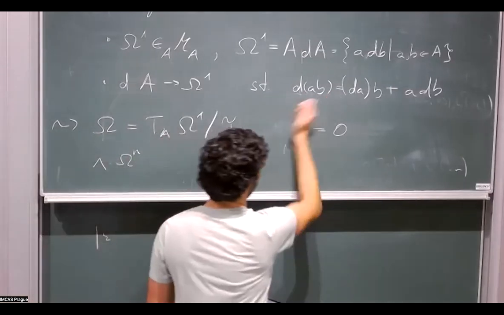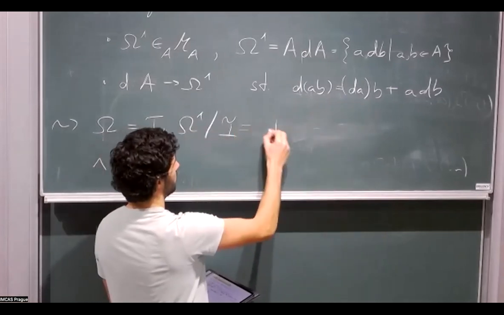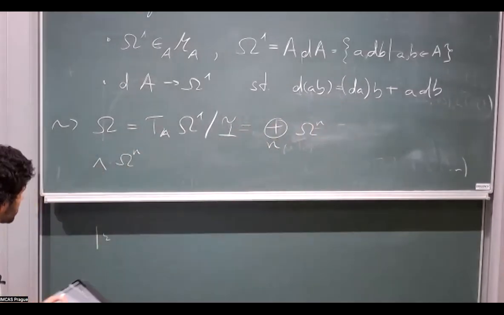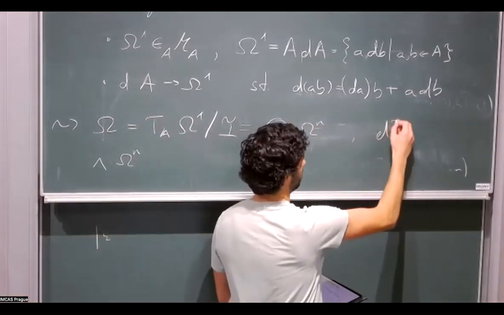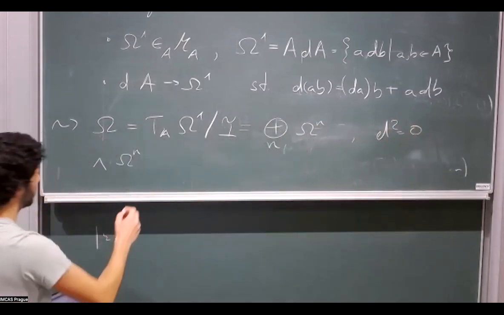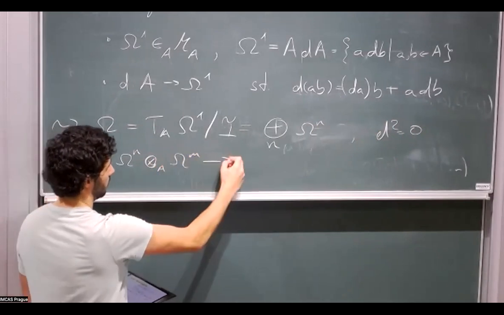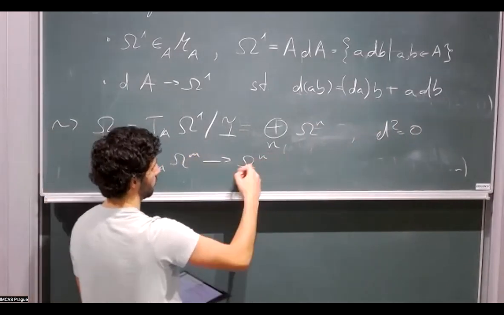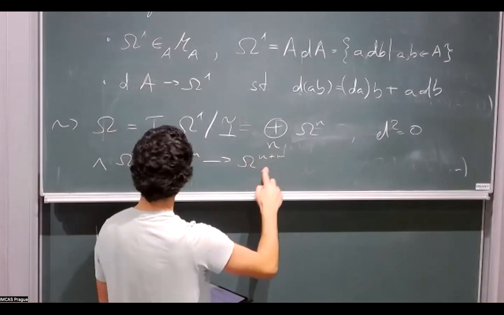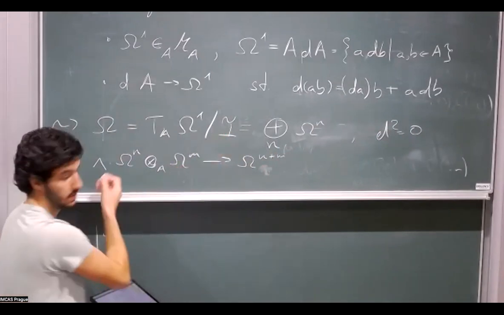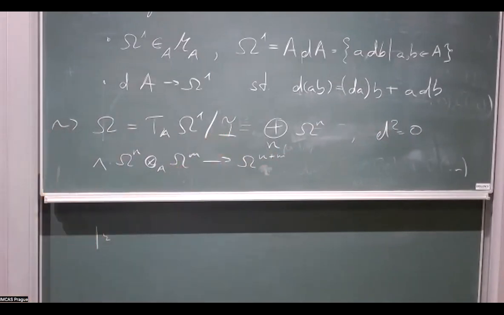Let me just write that this would be the direct sum over n of omega n, the n forms, again, d squared is equal to 0. And then the wedge product would go from omega n, omega m, to omega n plus m over A. Exactly. And this ideal just basically gives you the relations of the wedge product. Classically, this would just be the antisymmetric relations. In non-commutative geometry, we can pick technically whatever we want.